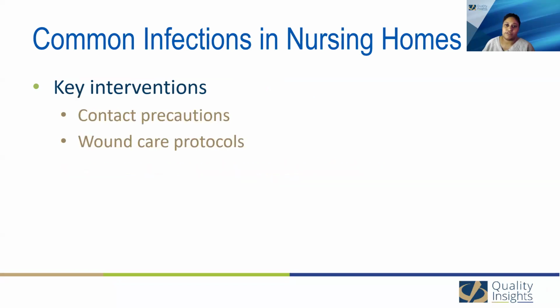Some of your key interventions will be your contact precautions when dealing with these types of infections, the use of gloves and gowns when providing care. Also, making sure that your wound care protocols follow evidence-based guidelines for wound cleaning and dressing changes. And if possible, where you can, look at some dedicated equipment. So assigning specific equipment to infected residents when possible.